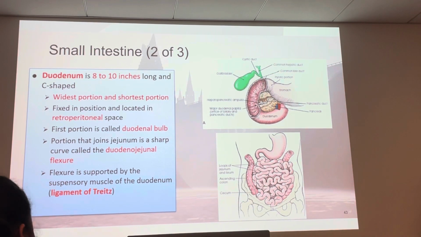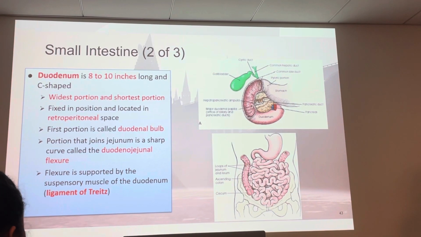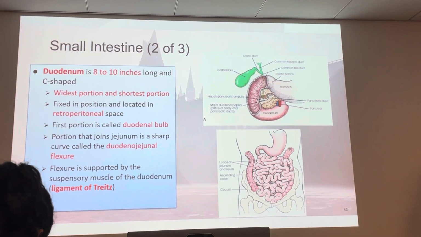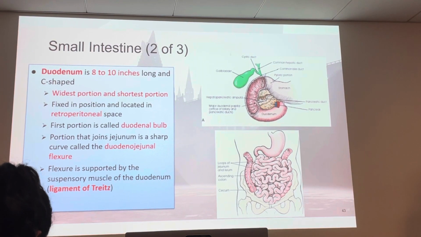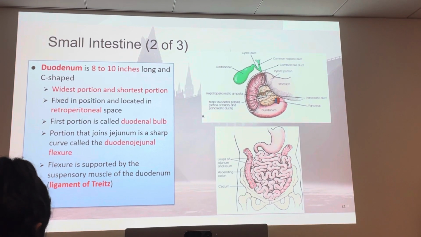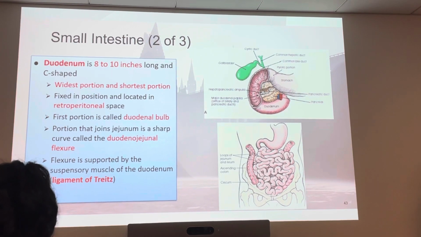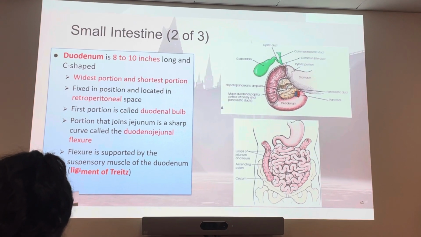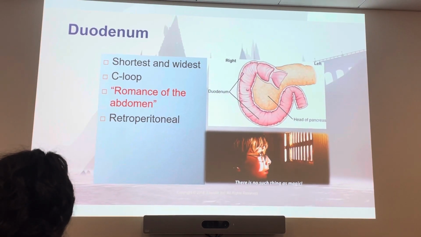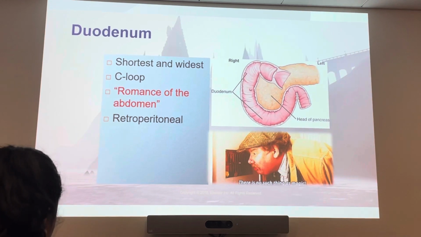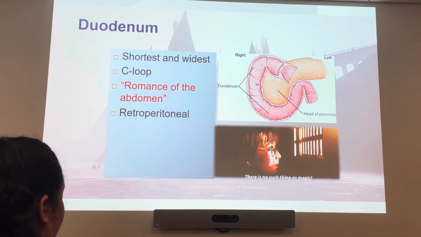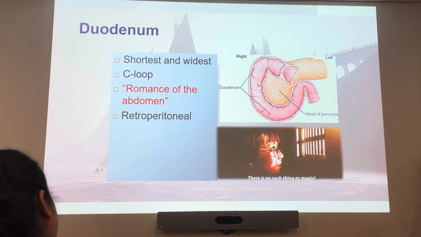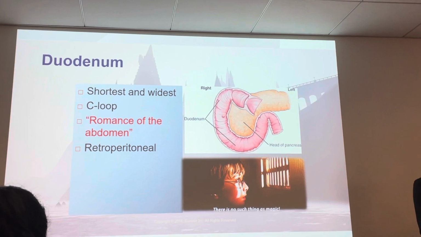And y'all see how cute that pancreas is, all nestled in that C-loop? It actually has a name. We're going to talk about it in the next slide. I always love to talk about it. It's a great little romantic line you could use on your spouse or significant other. You could say, honey, I just want you to know you're as cute as that pancreas nestled in that C-loop. And we call that the romance of the abdomen. True story. It's called the romance of the abdomen.